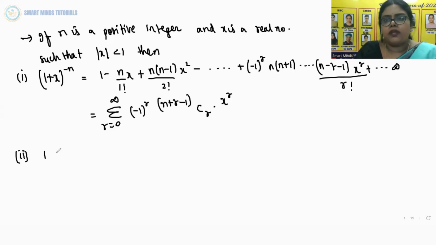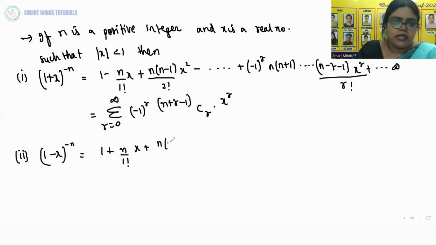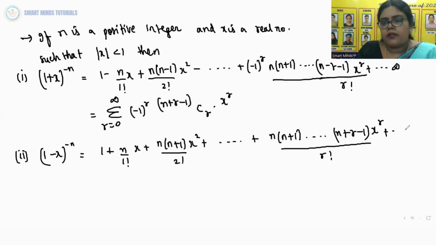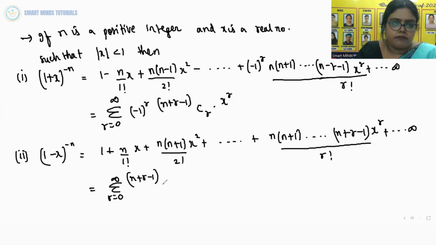Then the second formula is (1 - x)^(-n) is 1 plus n by 1 factorial into x plus n into (n plus 1) by 2 factorial into x square plus so on up to n into (n plus 1) so on up to (n plus r minus 1) into x^r by r factorial plus so on up to infinity, which is equal to sigma r equals 0 to infinity (n plus r minus 1)Cr into x^r.